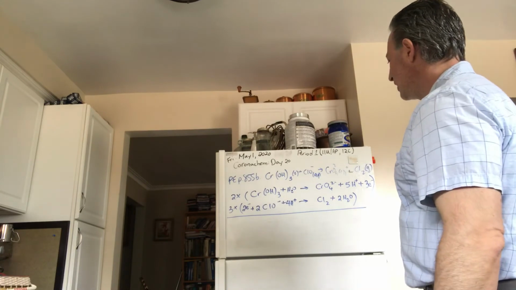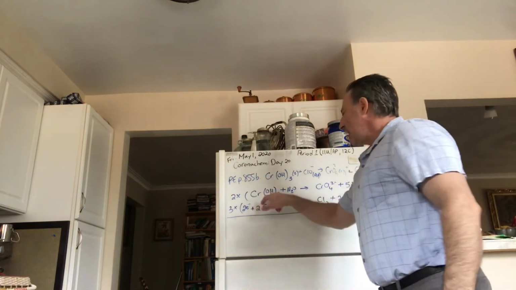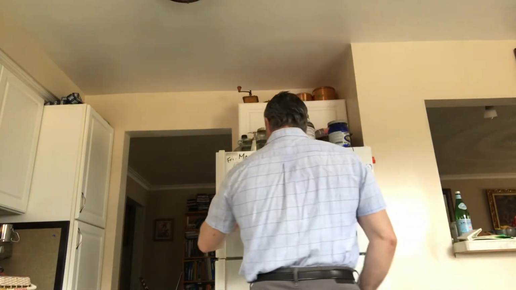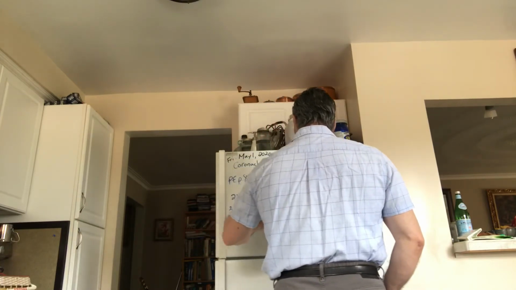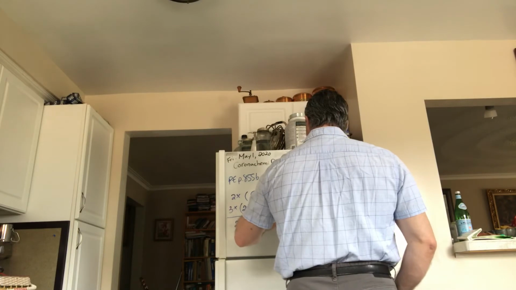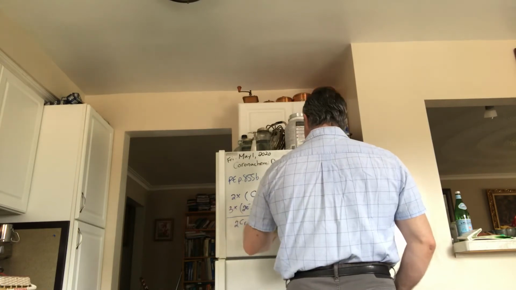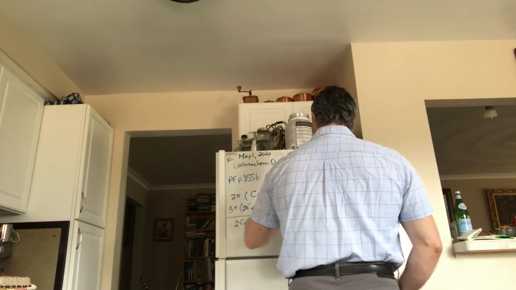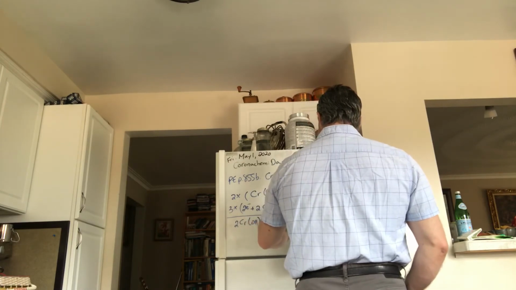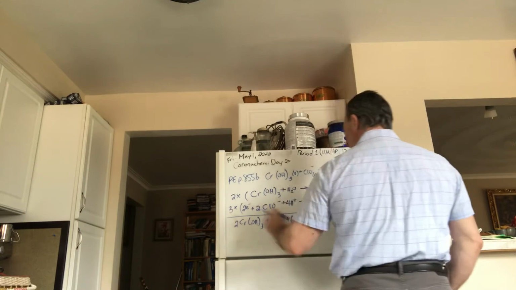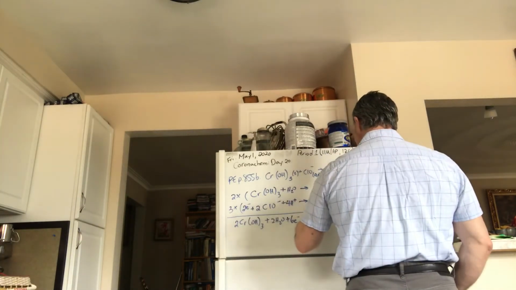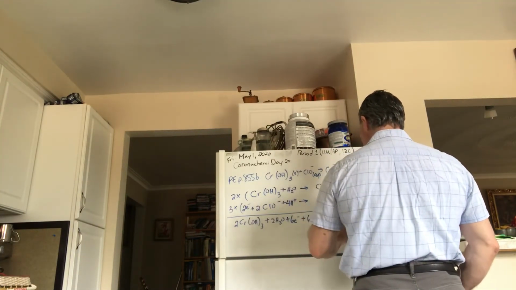So it's very frustrating. Anyhow, 2 times Cr(OH)3 gives you 2 Cr(OH)3, plus 2 times H2O gives you 2 H2O, plus 3 times 2 electrons gives you 6 electrons, plus 3 times 2 hypochlorites gives you 6 hypochlorites, and 3 times 4 hydrogens gives you 12 hydrogens. That's just the left side.